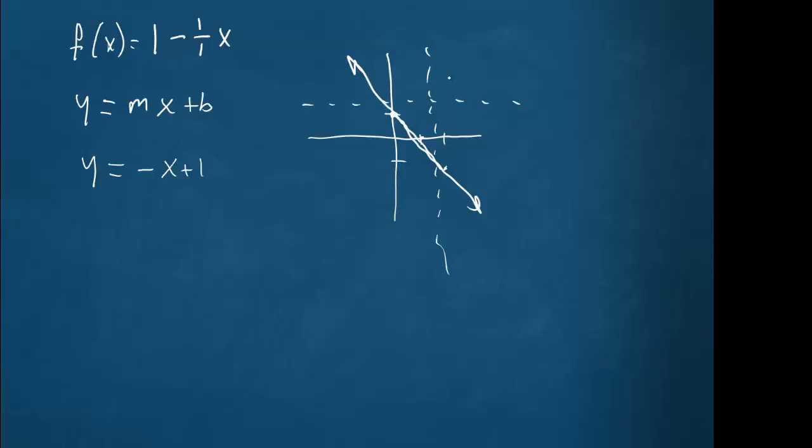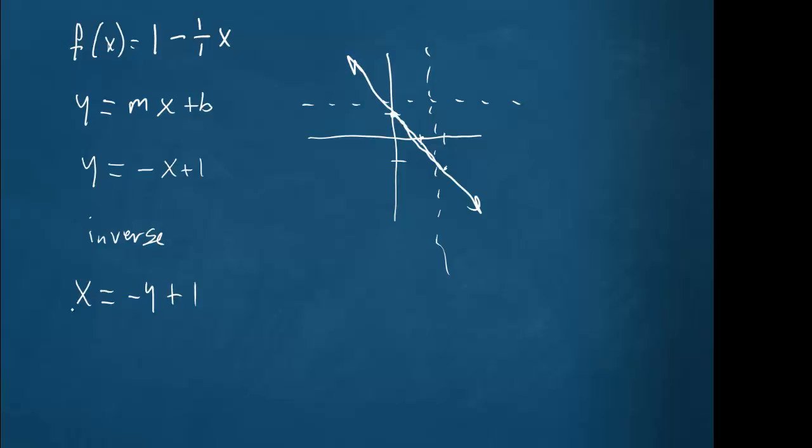So passing the vertical line test tells us that it is a function. Passing the horizontal line test tells us that it is a one-to-one function. And one-to-one functions have inverses that are functions. So in order to find the inverse, we would begin by swapping the x and the y. So we would have x equals minus y plus 1, and then solve for y.